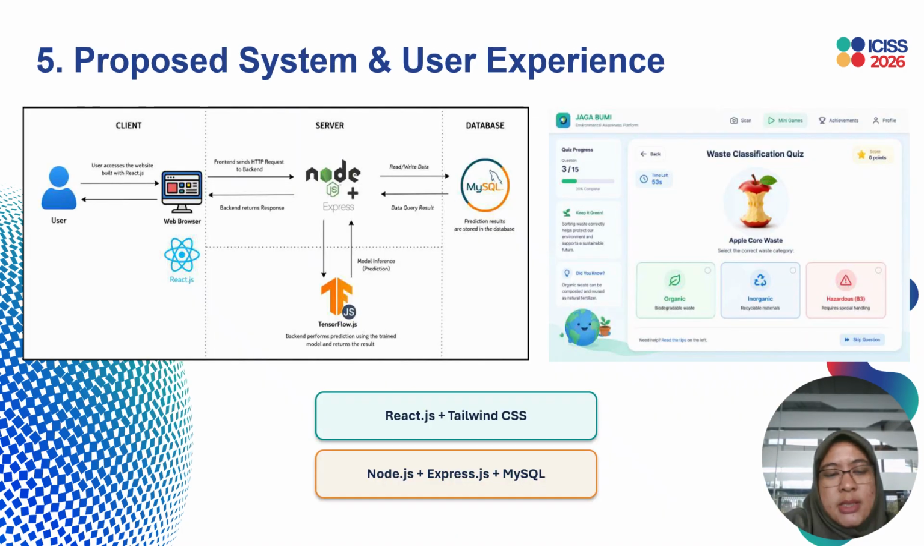The proposed system is designed as a web-based application. On the front end, we use React.js and Tailwind CSS. The backend uses Node.js and Express.js, while MySQL is used for data storage. The system allows students to interact with the application through a browser, perform waste classification, receive immediate feedback, and participate in learning activities and quizzes. The interface is designed to make waste classification more interactive and engaging for elementary school students.